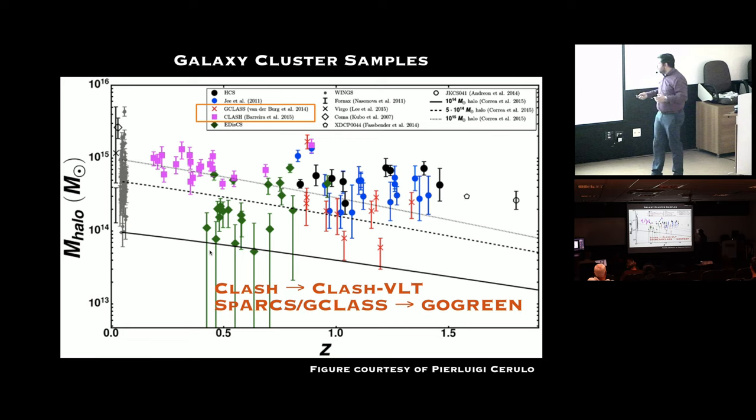So, for example, here you're going to have CLASH and GCLASS, right? GCLASS is the basis for GOGREEN, and CLASH is the basis for CLASH-VLT, and you find them in this plot, and you see how they follow basically the right trend to be compared even with clusters at redshift zero from other surveys, because you want to be correct when you compare these objects.